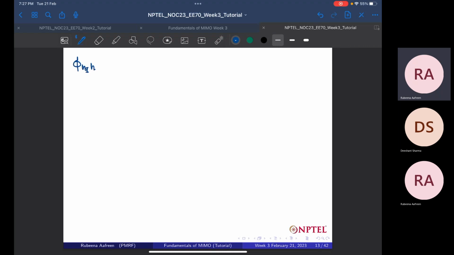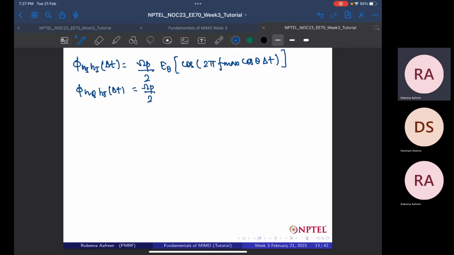Finally, the expression that we would obtain is this equal to gamma p by 2, expectation in terms of theta, cos of 2 pi f max cos theta into delta t, and phi of hq hi delta t. This we will get as, here cos will be replaced by sine, 2 pi f max cos theta delta t. Now you just have to integrate to find the value of the correlation.